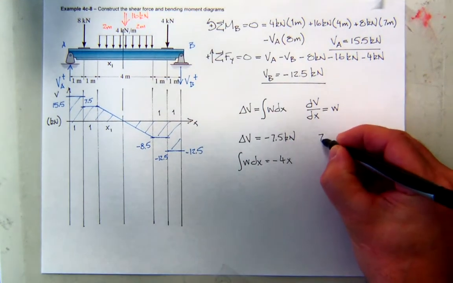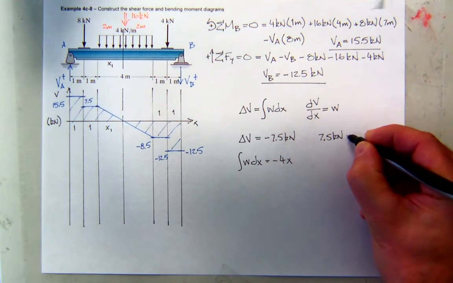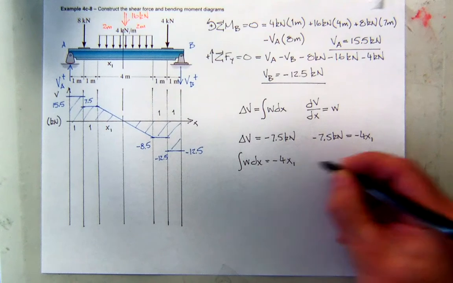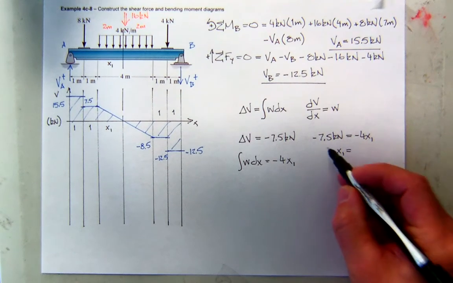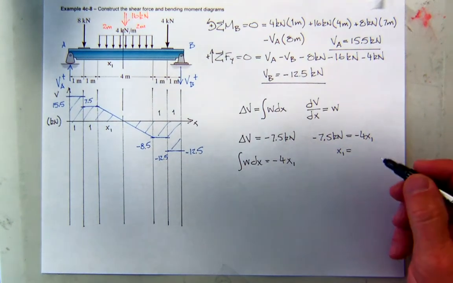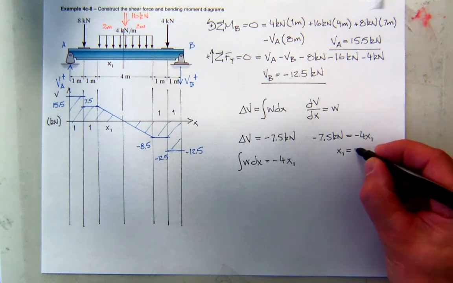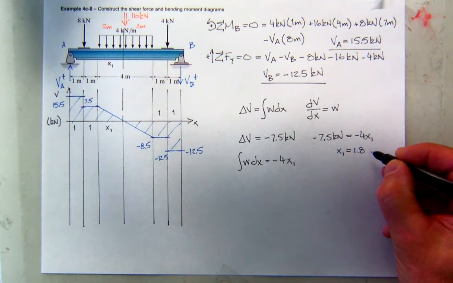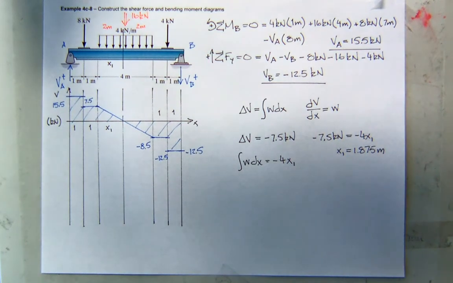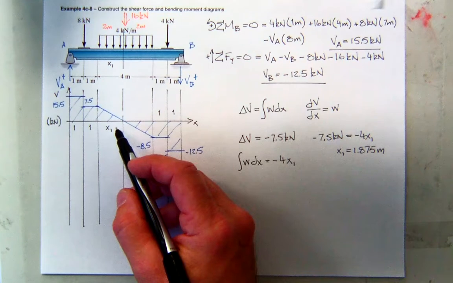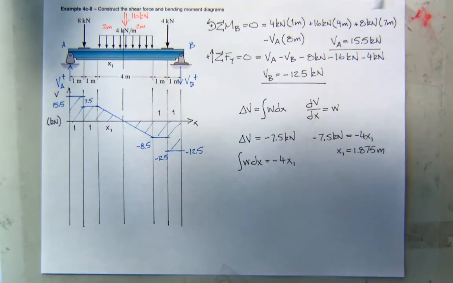So now you get negative 7.5 kilonewtons must be equal to negative 4x1. I think you guys can solve for x1. It's 7.5 divided by 4. What is that? It's less than 2. 1.875. That's good enough. Everybody see that? So now, where is the shear 0? Well, it looks like 1 plus 1 plus x1. So that should be at 3.875 meters from A.